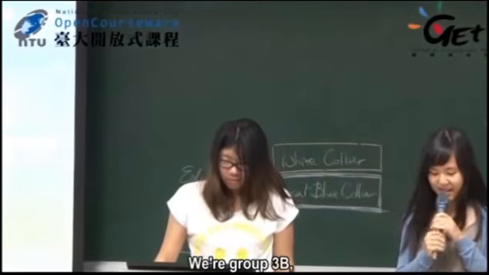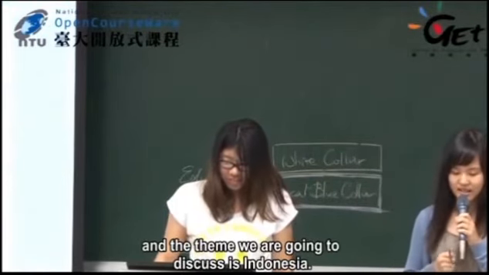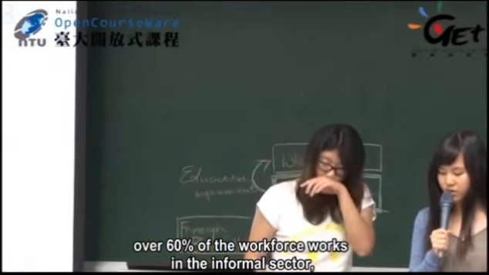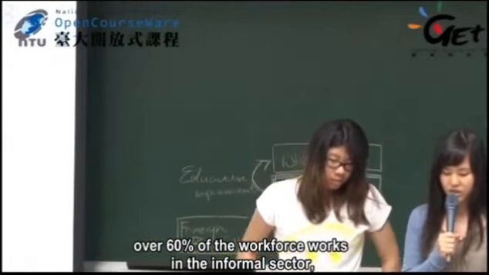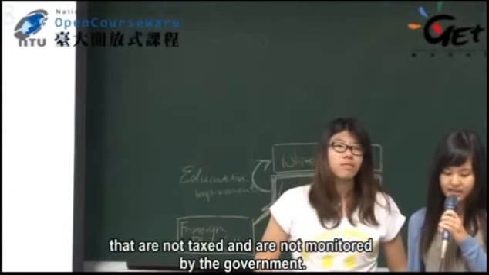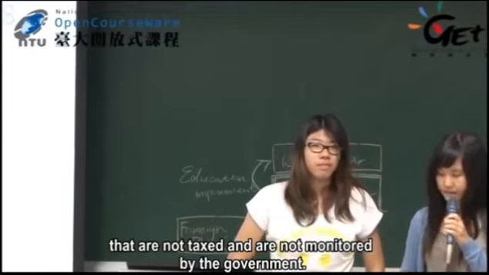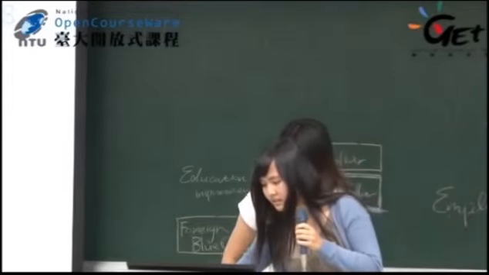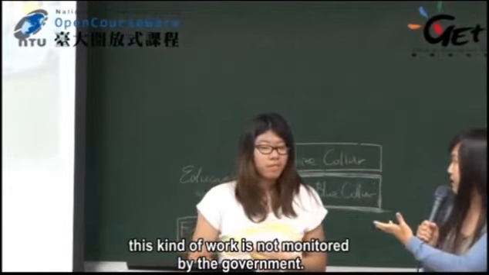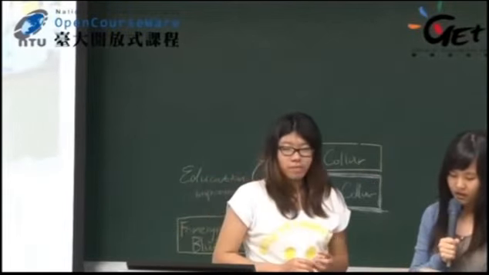We are Group 3B, and the country we are going to discuss is Indonesia. In Indonesia, over 60% of the workforce works in the informal sector, which means that they work for businesses that are not taxed and are not monitored by the government. Like in this photo here. This kind of work is not monitored by the government.